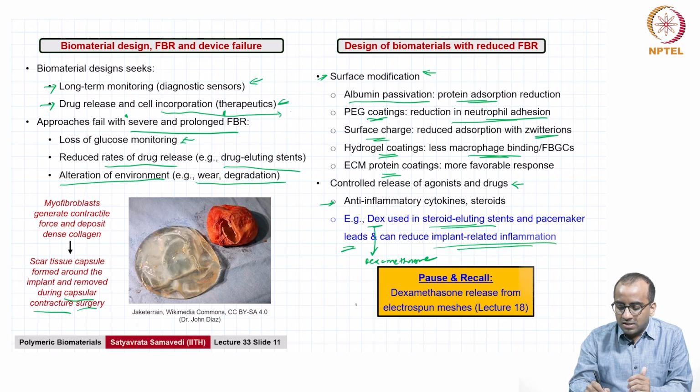And remember that we have already seen the role of electrospun scaffolds. We looked at lecture 18 and their role in releasing dexamethasone. We looked at mechanisms again there from a structure property relationship perspective. Here we are contextualizing it for application and performance.